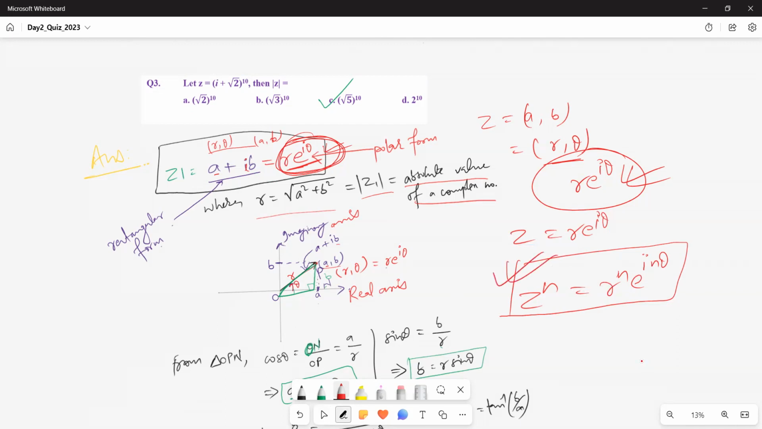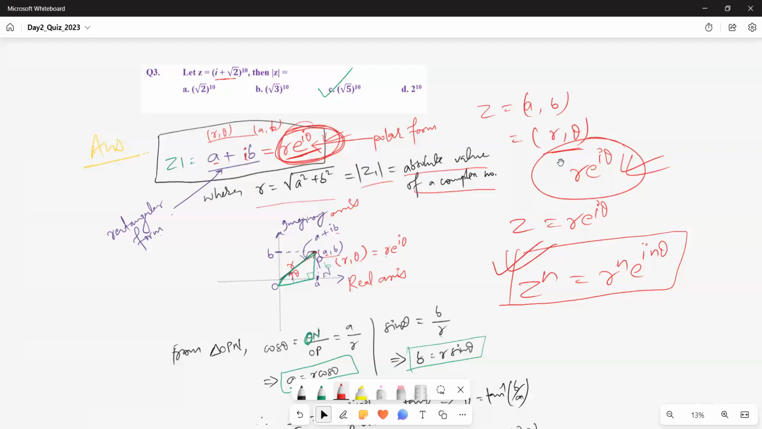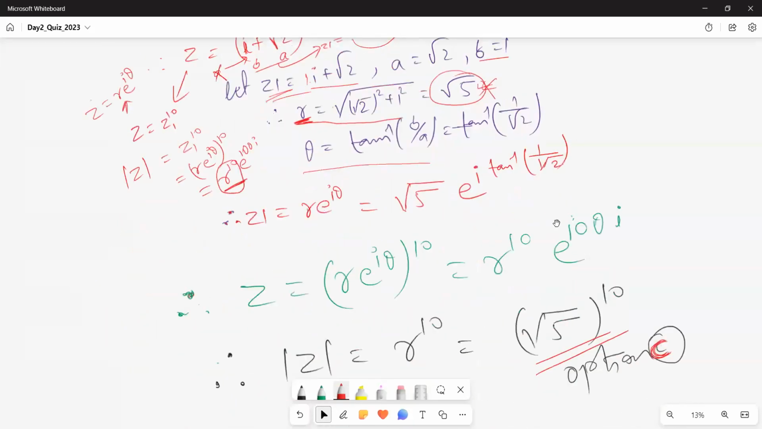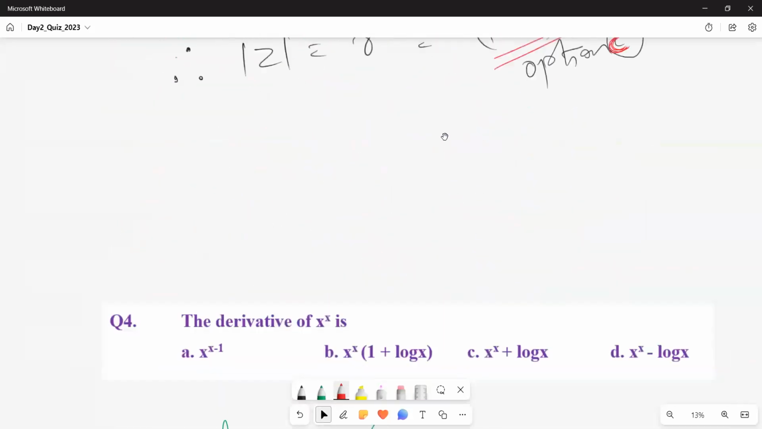Just note it down. So if you know this, you can just do it in less than a minute. R you have to calculate with the inside one, and that r to the power 10 will be your answer. So inside one, this complex number will be I plus root 2, that will have a value of r as root 5, and that raised to power 10 will be your absolute value of your given complex number Z. Yeah, so that's it. Now let's move to question number 4. That is our fourth question for today.